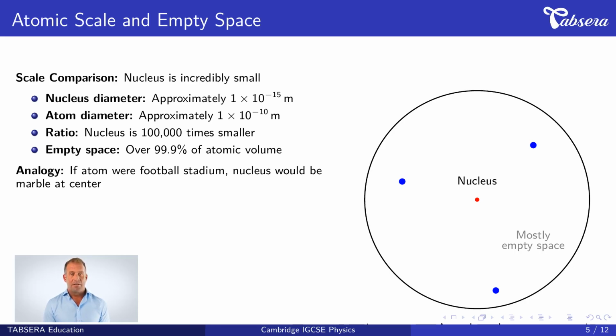This means over 99.9% of atomic volume is empty space. To visualize this scale, imagine if an atom were the size of a football stadium. The nucleus would be like a marble placed at the center. The diagram illustrates this concept. The large black circle represents the atom boundary at 1 times 10 to the power minus 10 meters diameter. The tiny red dot at center represents the nucleus. Blue dots show electron positions in the vast empty space surrounding the nucleus.